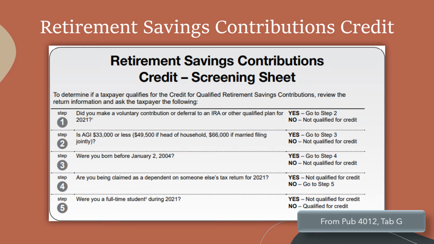In addition to that, our taxpayers need to be over the age of 18, so we're on step 3. And then if they are over the age of 18, they cannot be a dependent of somebody else. And then they also cannot have been a full-time student.